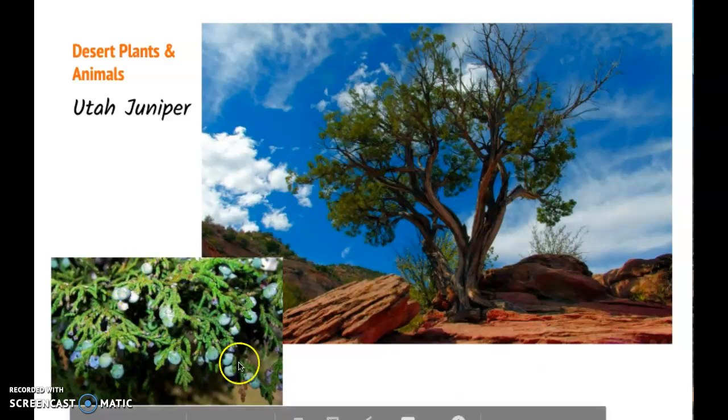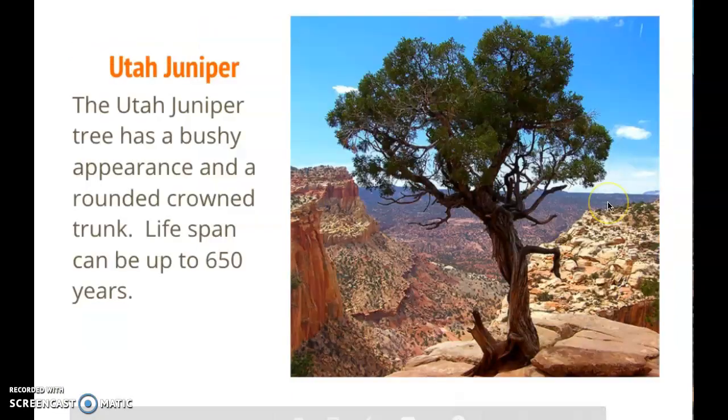If you look closely, the juniper has those scaly needles that I mentioned in the previous video. So they can be in forests or they can also be in deserts. The lifespan for a juniper could be up to 650 years, which is quite a long time.